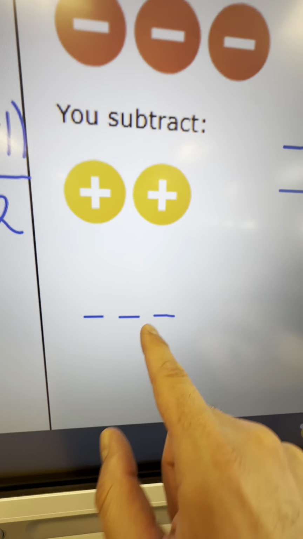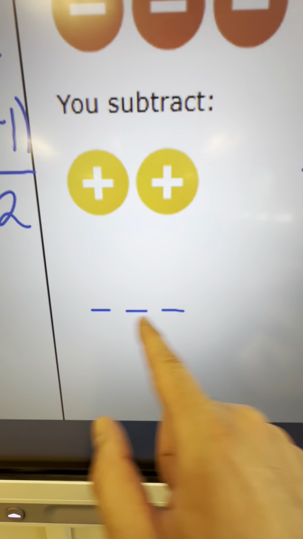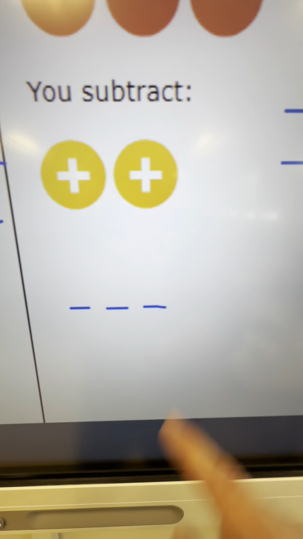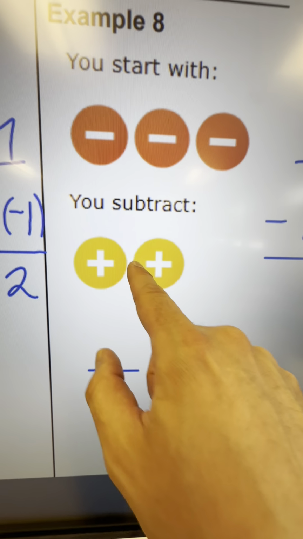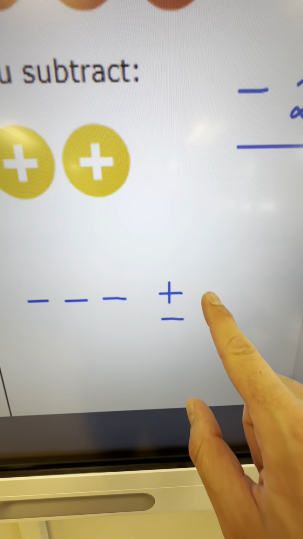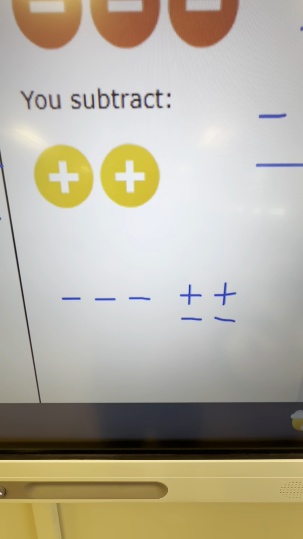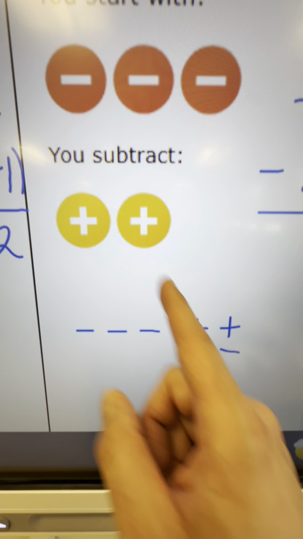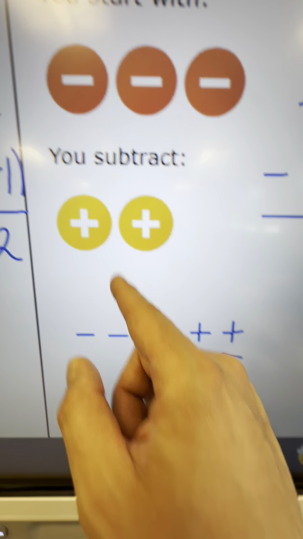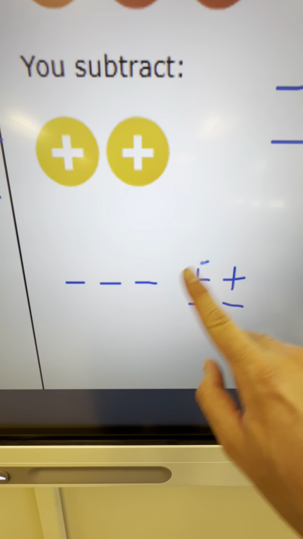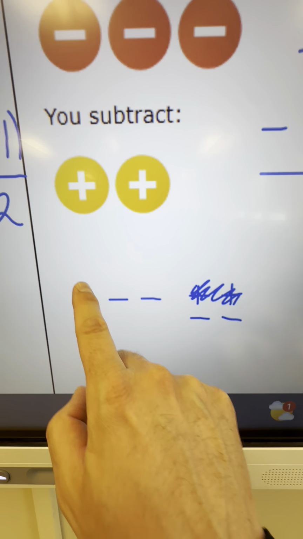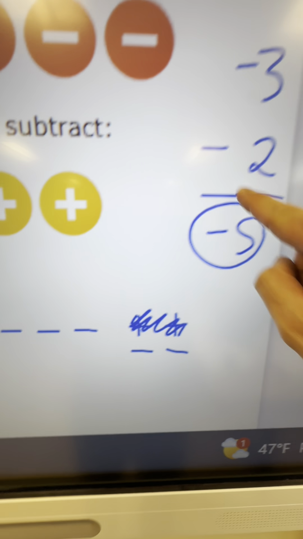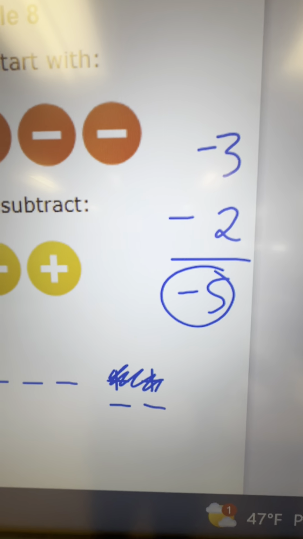So when you look at your problem, you just ask yourself, do I have positives that I can take away here? Which in this case, I don't. So that means I'm going to add a zero pair. And now, again, we're trying to take away 2 positives. I only have 1 positive, which means I need to add another zero pair. So now, do I have enough positives to take away? They want me to take away 2 positives. I have 2 positives. So I get rid of those, take them away. And you can see now I have 1, 2, 3, 4, 5 negatives left over. So my answer, negative 3 minus 2, is equal to negative 5.